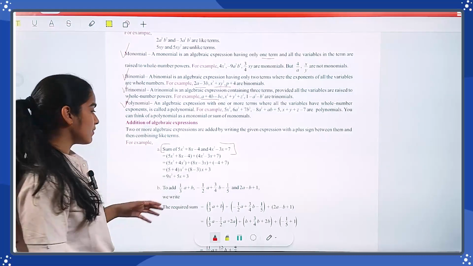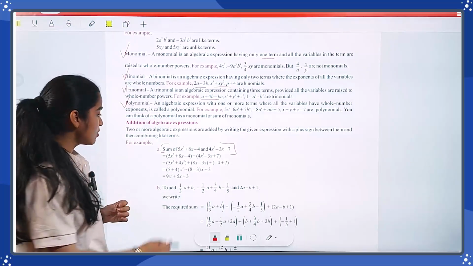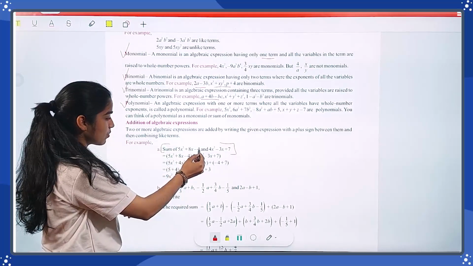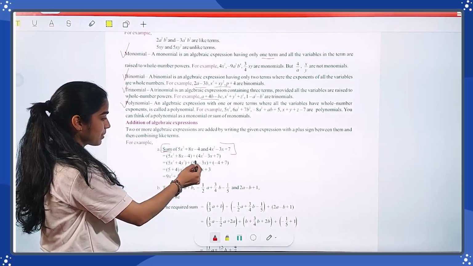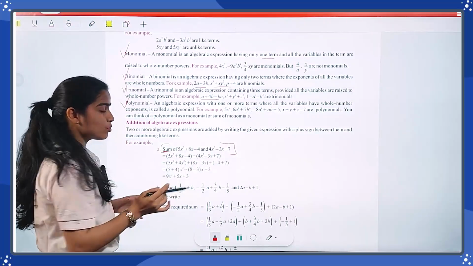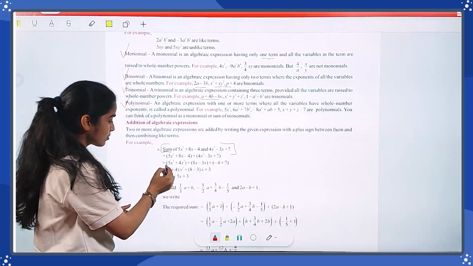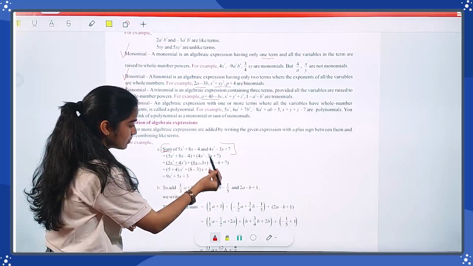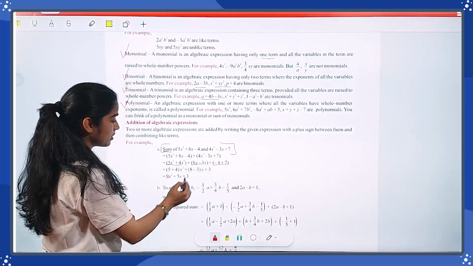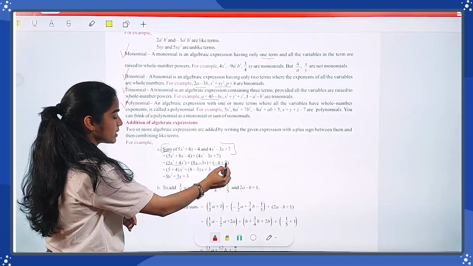Like terms means when we have the same variables, and unlike terms means when we have different variables. In this case, if you notice, 5x square plus 8x minus 4 plus, because we have a sum, plus 4x square minus 3x plus 7. So we have to collect the like terms in one part and the other like terms in another part. So these are like terms and like terms. So 5 plus 4 is 9x square, 8 minus 3 is 5x, and minus 4 plus 7 is 3.